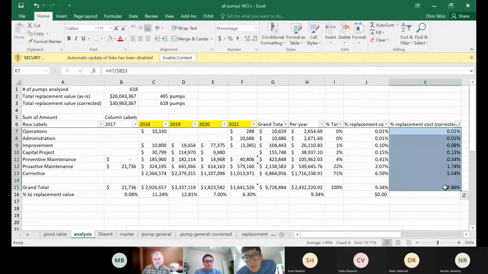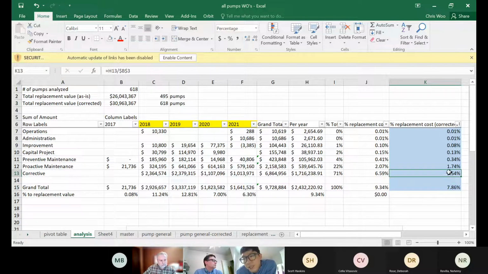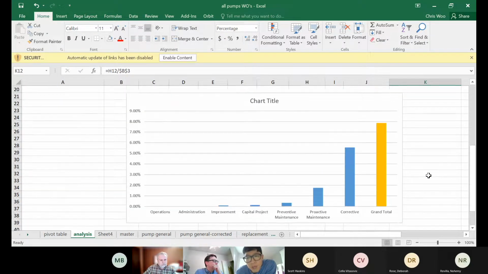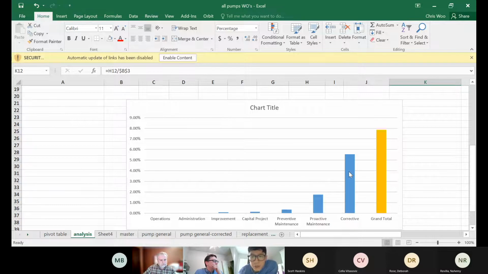This basically says that over the 4-year period, we spent about 7.86% of its replacement value on work orders of any type, about 5% on corrective, 1.7% on proactive, and it goes on. With that in mind, this is a chart that I want to show you. The grand total, that 7.8%, is right here, the yellow column, and all the work order types that make up that 7.8% are here. As we predicted, corrective is the number one category of work order, followed by proactive and preventive.